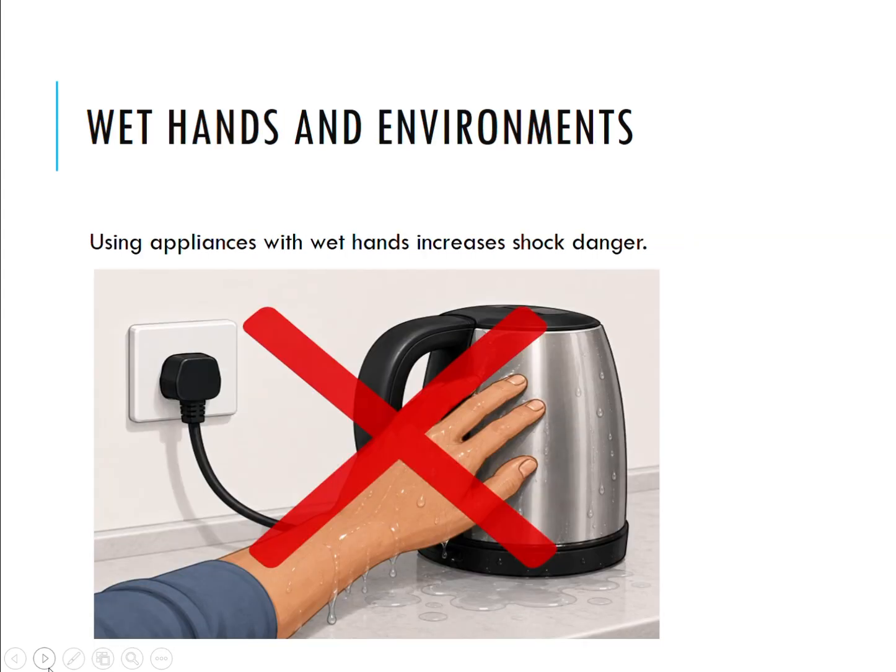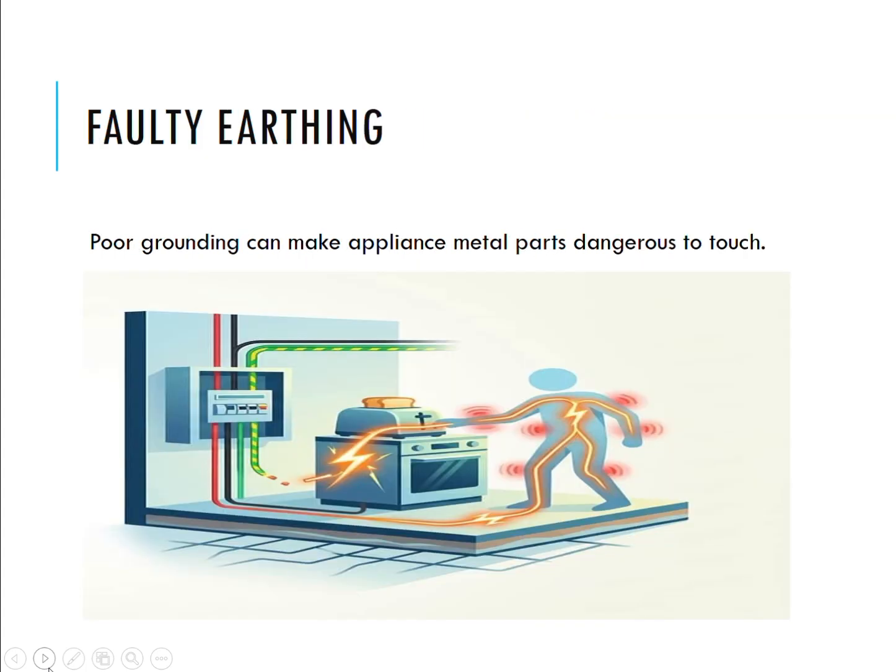Then we have wet hands and environments. Like we talked about in one of the previous slides, body resistance is greatly affected by the environment and the state of your body. If your body is wet, your body resistance drops drastically. Or even if the environment is wet, your body resistance drops drastically. And again, we should note that water is a conductor. So just because of that water, current might flow through your body.